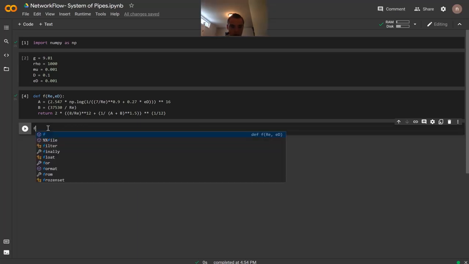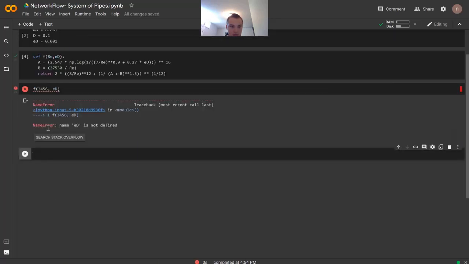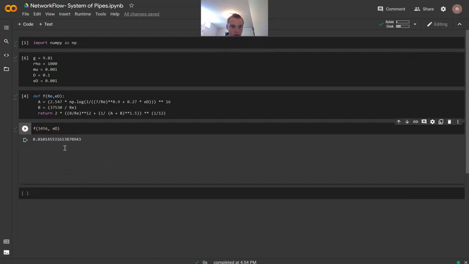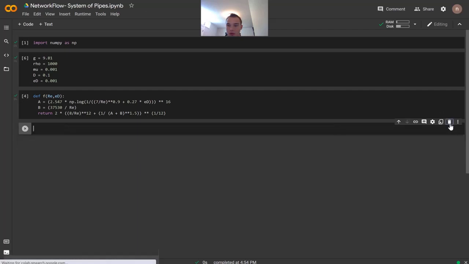So if we want to, we can see what F might be. Given a Reynolds number, we'll just give it a high number, and then a relative roughness, we'll just say this is ED. Shift enter. Do we shift enter that? I do not think we did. Okay, let's try again. Okay, so there's an example of what a Fanning friction factor might be if we give our Reynolds number as 3,456, just making sure the function works.